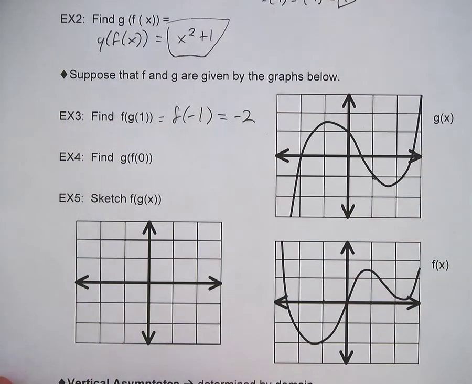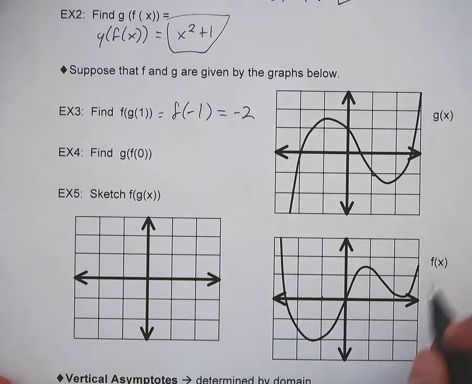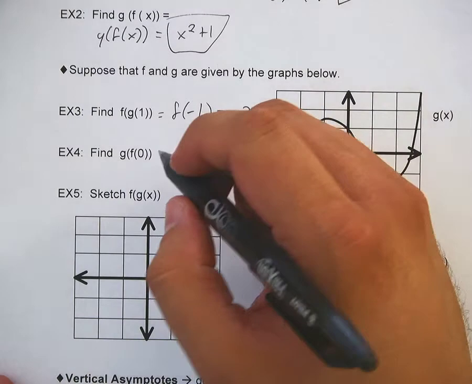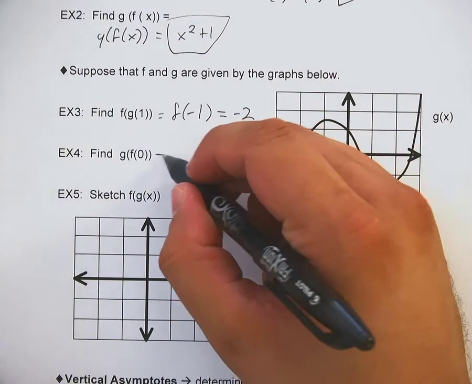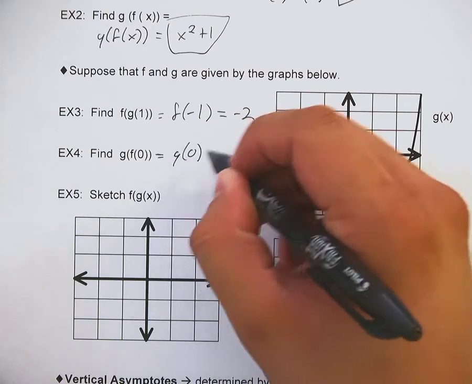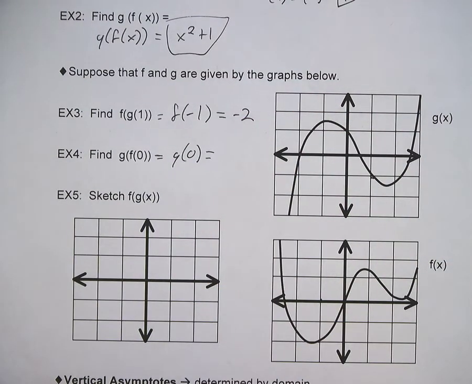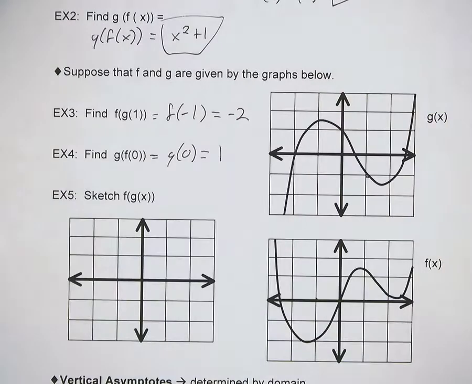For example 4, g of f of 0. Go to 0, find f. It's 0, right? So they really want us to find g of 0. So what's g of 0? Go to 0, find g. It's 1. Fantastic.